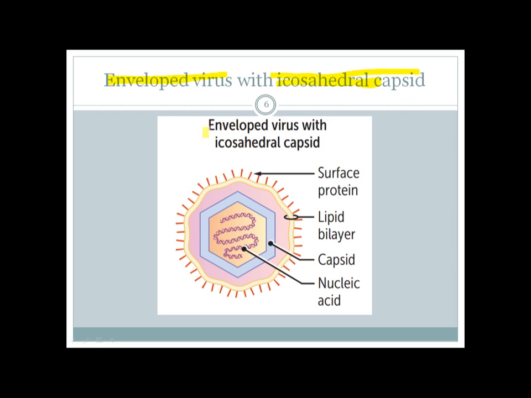Here you have an enveloped virus with an icosahedral capsid, and here is a membrane, and on the surface of the membrane you have some surface proteins. As you can remember from the previous slide, they determine the serotype, the host specificity, and the organ specificity. This membrane is actually a lipid bilayer, and inside the membrane you have the capsid and the nucleic acid.